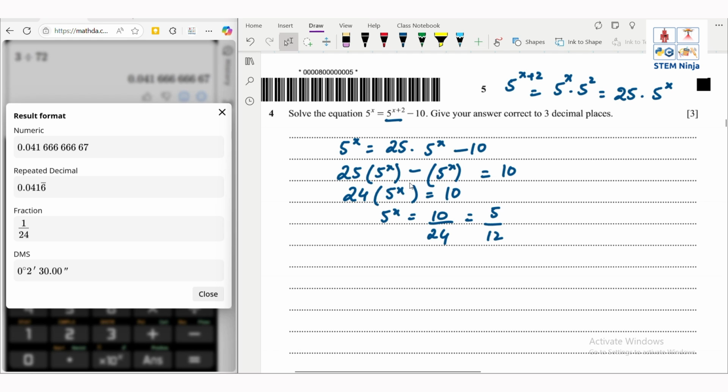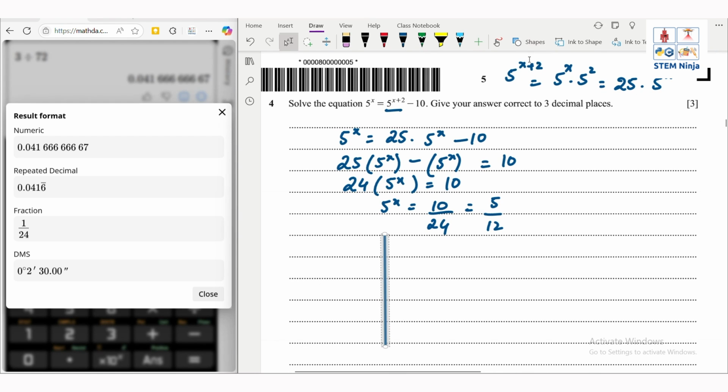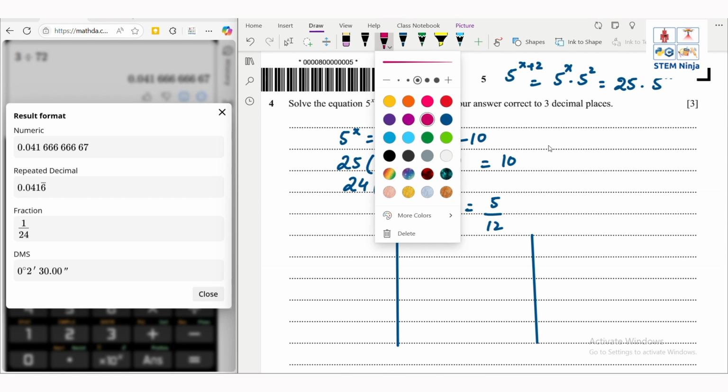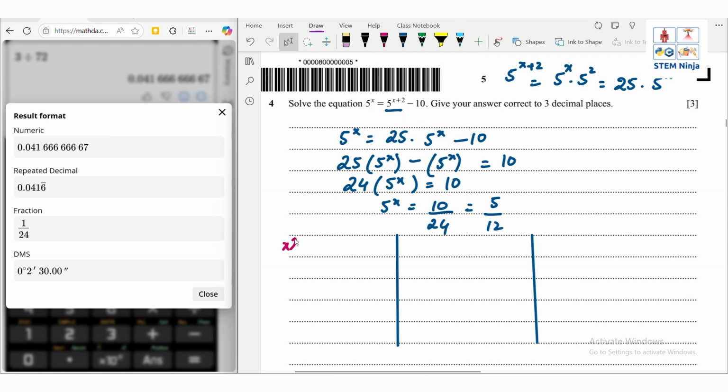Now, what can we do further? So this is an exponential equation now. We have to use the logarithmic way of doing this, either with ln or log base 10, whichever one is more suitable for you. So if we do this with the ln, let's see how this would go. So this would become x ln 5 equals ln 5 over 12. So x would be ln 5 minus ln 12, divided by ln 5.